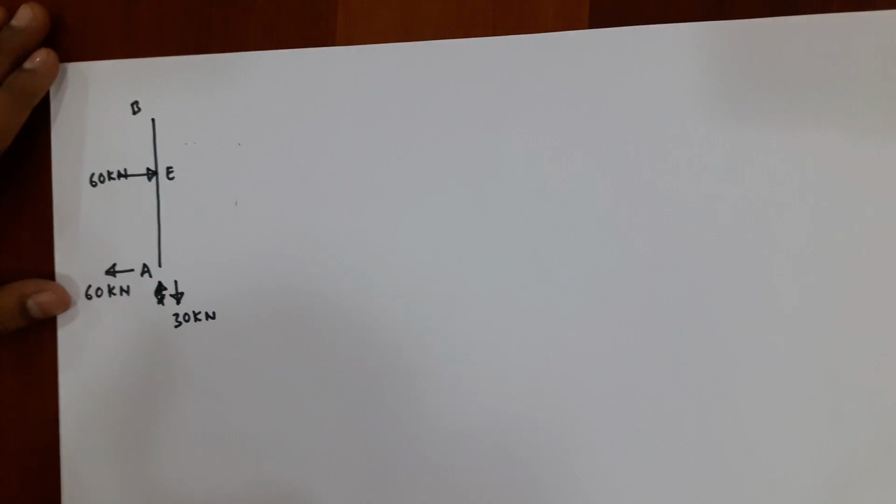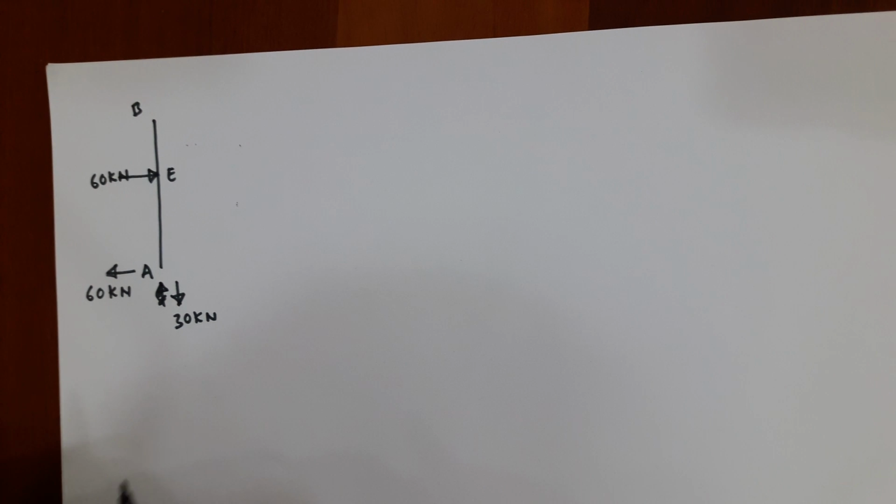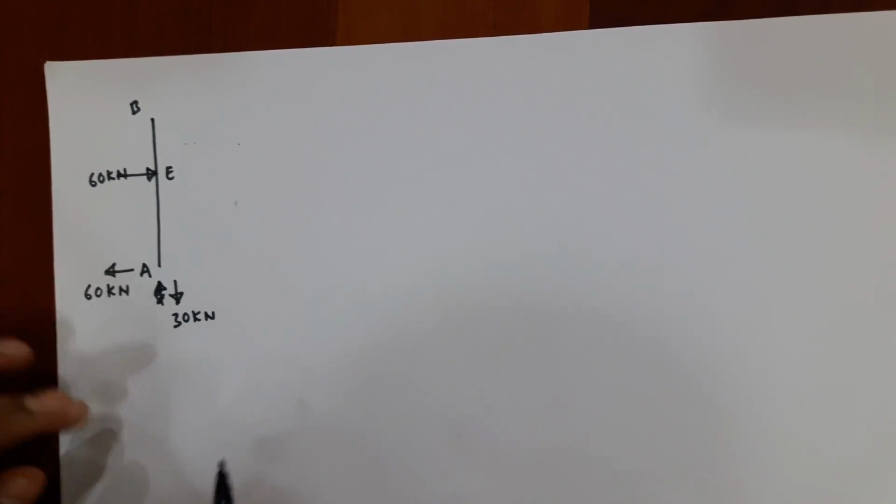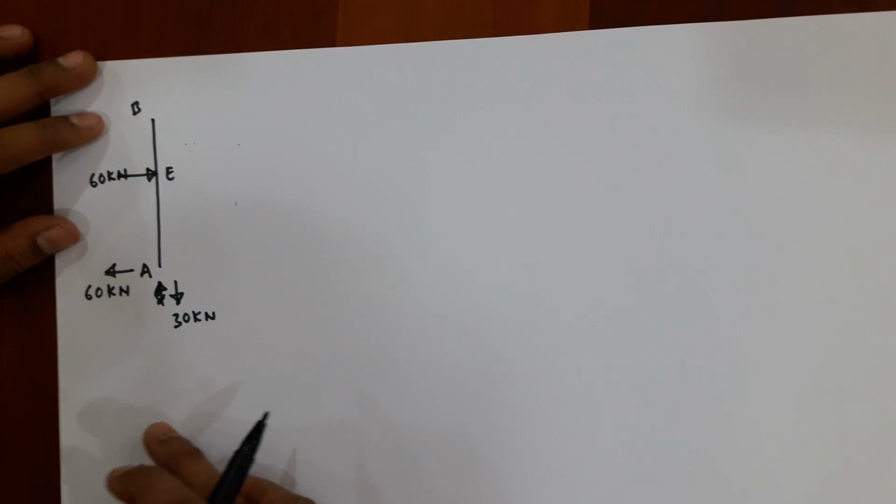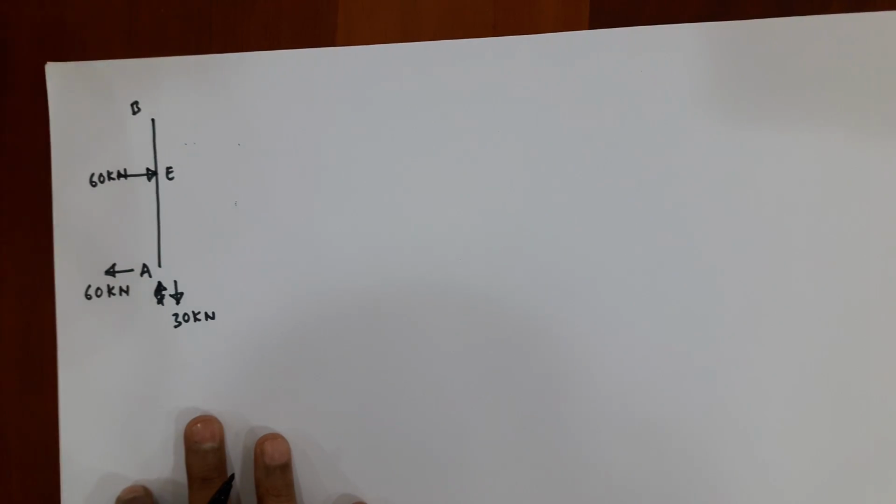Okay, now we shall start with the analysis of the members. In that we have to isolate the members and solve them separately. We need to find the axial force, shear force and bending moment of this member. For that, you have to draw the free body diagram of member AB.